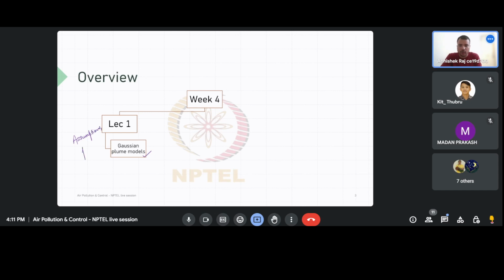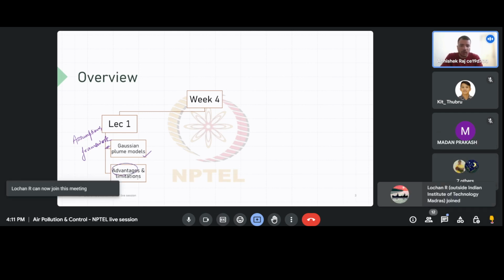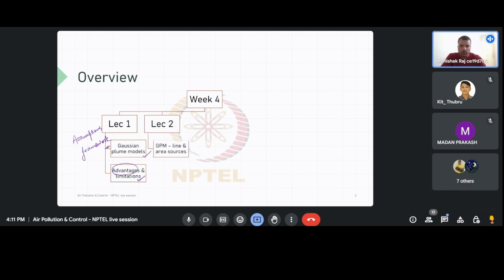What is the framework of this model? What is the purpose of measuring the dispersion of air pollutants? Then the advantages and the demerits of using this model were discussed in the final part of lecture one. Lecture two was a continuation of lecture one. Gaussian plume models: what are the different line and area sources related to them? Then alternative methods that can be used instead of GPM models were discussed.